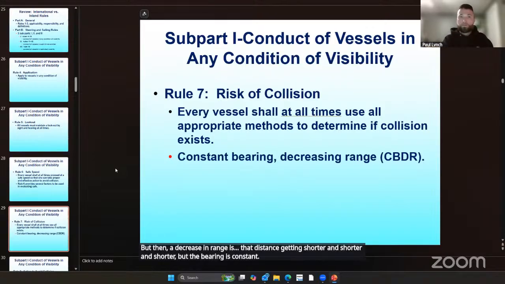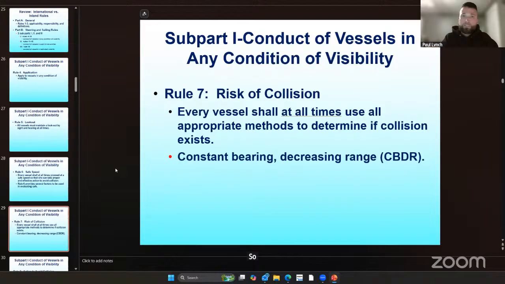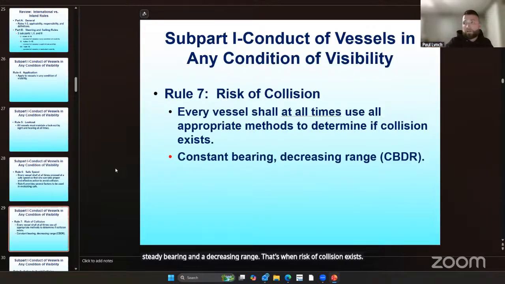So risk of collision exists when there's a constant bearing, a steady bearing, in a decreasing range. That's when risk of collision exists. CBDR.